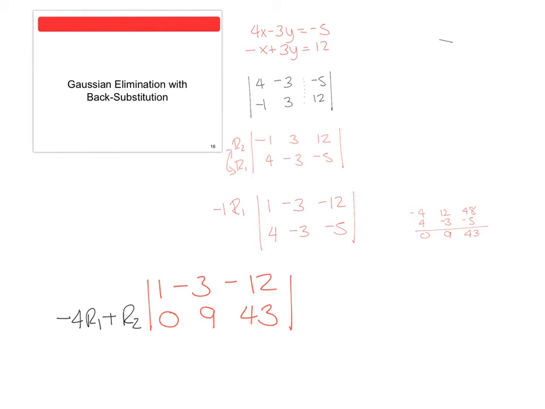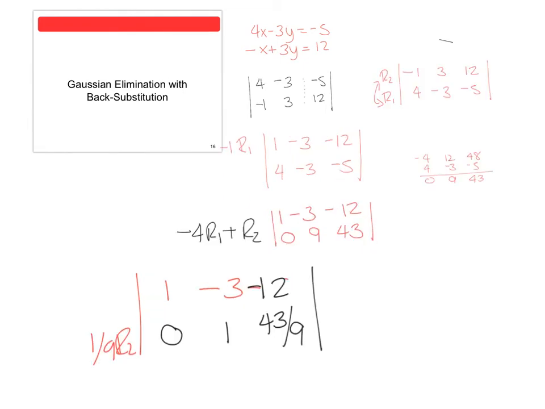The next thing we want is a 1 in this position. So I want you to think about, how could I introduce a 1 here? What could I do to the entire row? Good. I'm going to divide this entire row by 9. All right, and we get the following. We're going to get 1 and 43 over 9, and 0 divided by 9 is clearly 0.